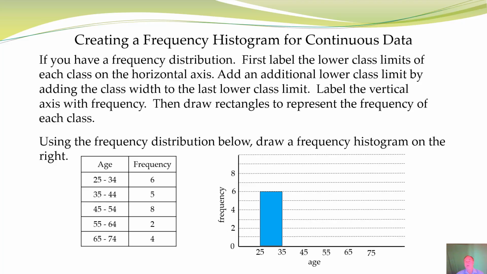The next bar would go to 5. That's the second class, 35 to 44. Third class, 45 to 54, etc. And now we have our histogram. So if you have a frequency distribution, this is what the histogram would look like.